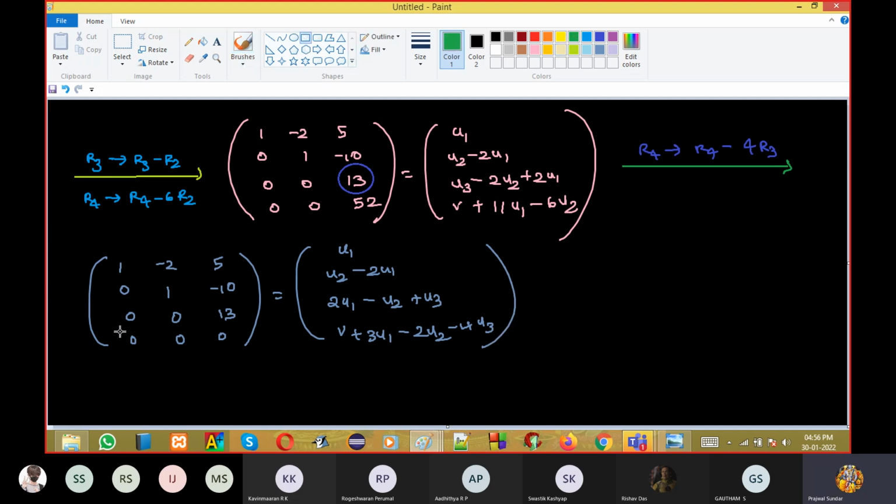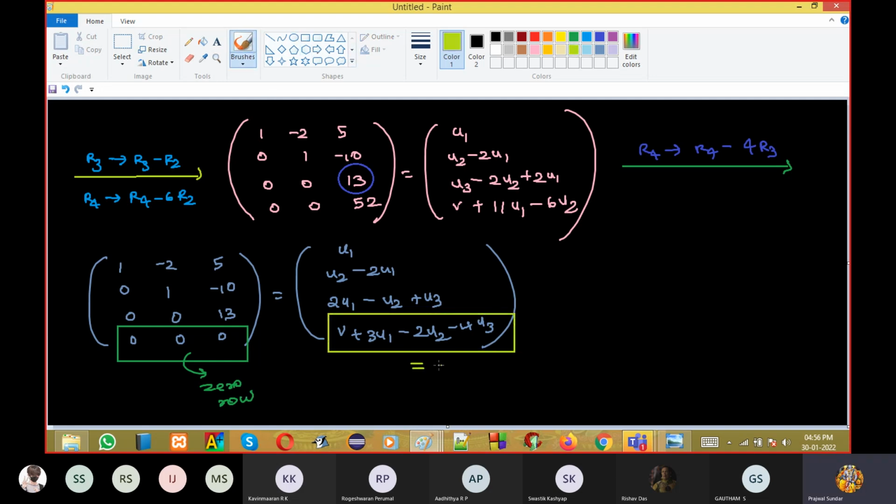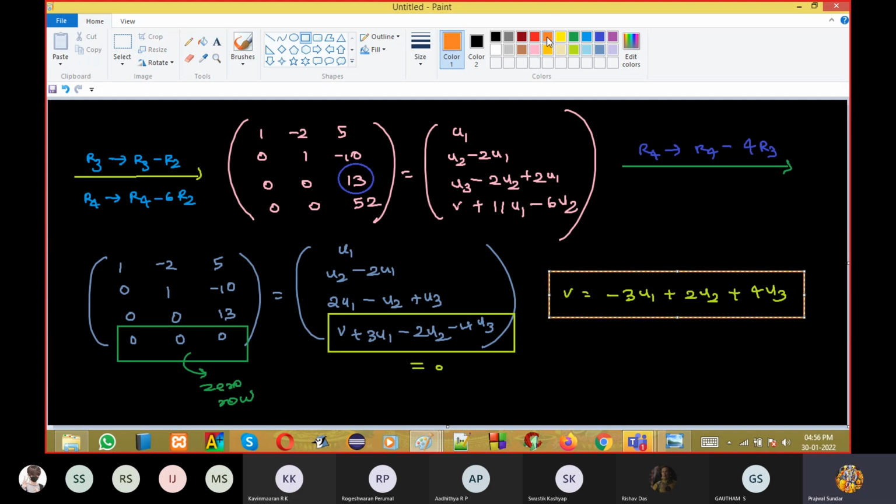So I'm doing the same thing. This is the zero row. So I can say this entire entity will be equal to 0. You can write v as minus 3u1 plus 2u2 plus 4u3. That's it. No difference. Any question? Same thing, do again. So I can say this is a linear combination.